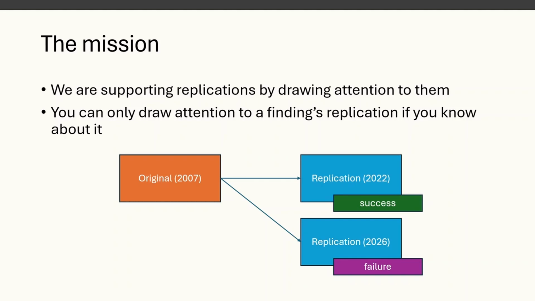If the replication from 2022 replicates multiple studies from the original paper, then their results are aggregated. So for example, let's say the original study included 5 studies, the replication repeated 3 of them, 2 worked, 1 didn't, then the outcome would be a mixed outcome.